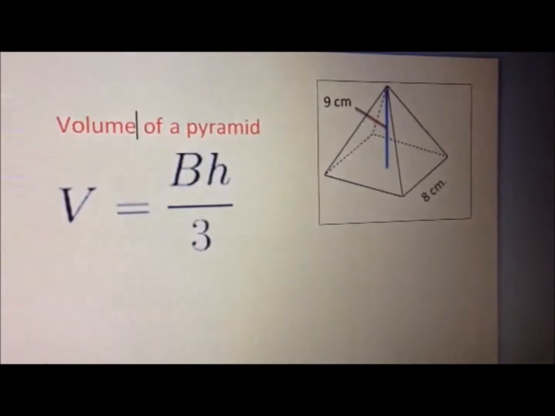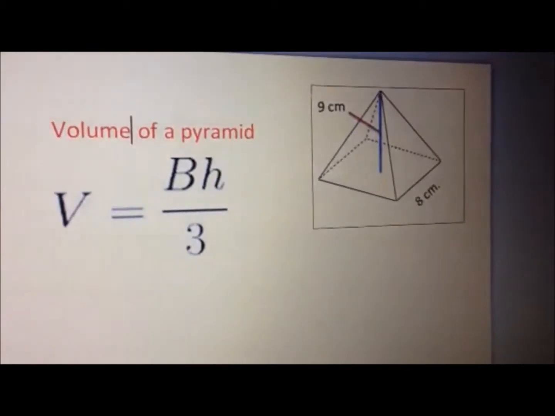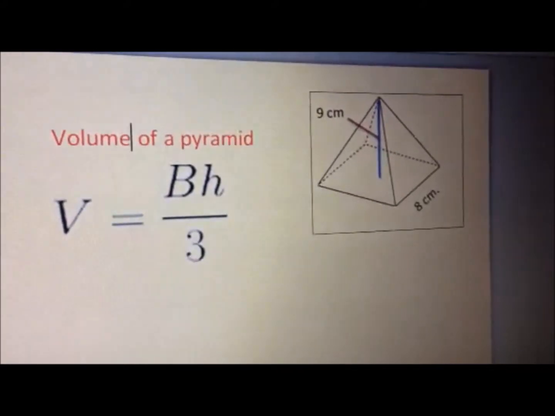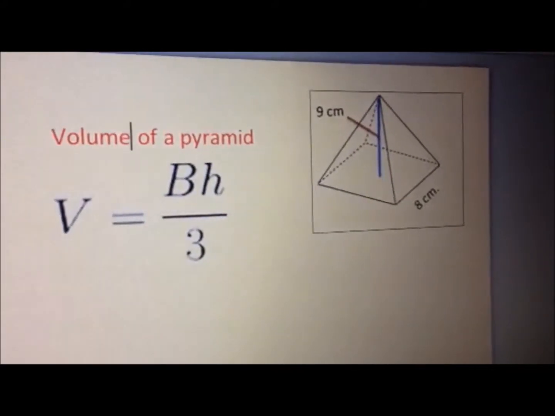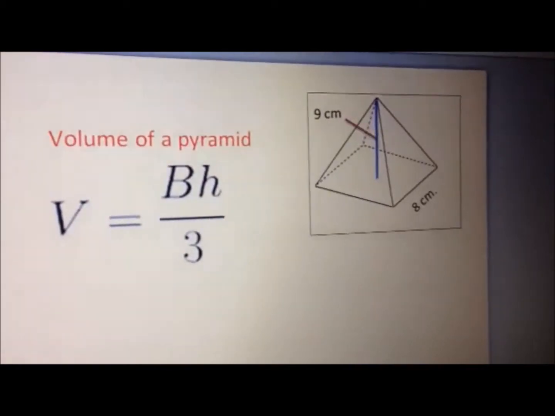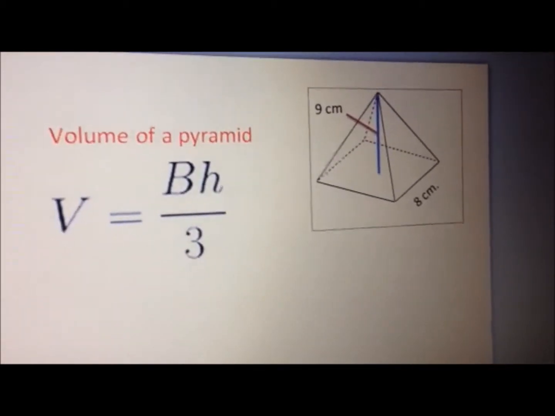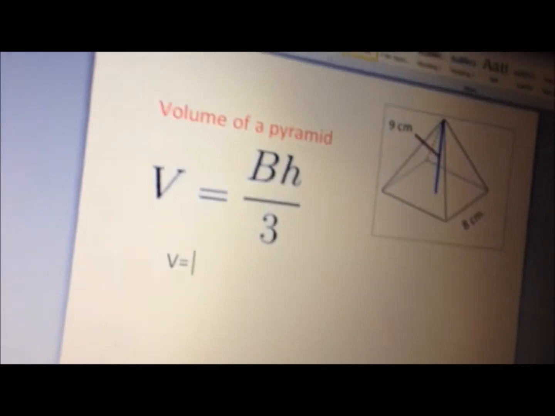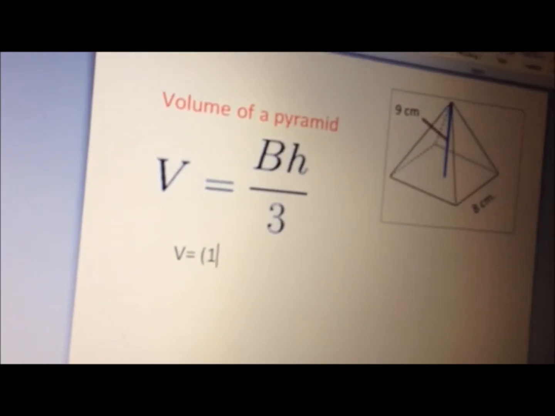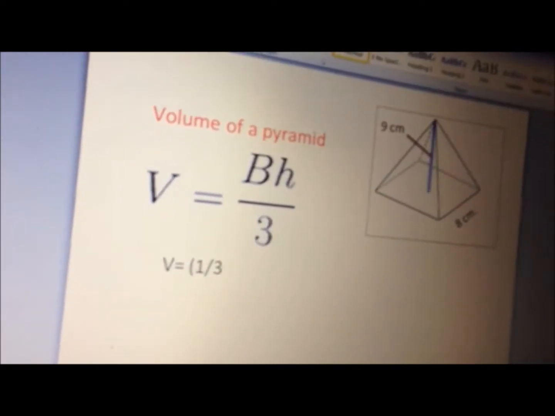The formula of volume is pretty simple. It's just the area of the base times height divided by 3. This pyramid has a height of 9 centimeters and a side length of 8 centimeters. But since it's a square pyramid, all sides are again the same. Let's remember that it all gets divided by 3 at the end. So let's go ahead and write that down.